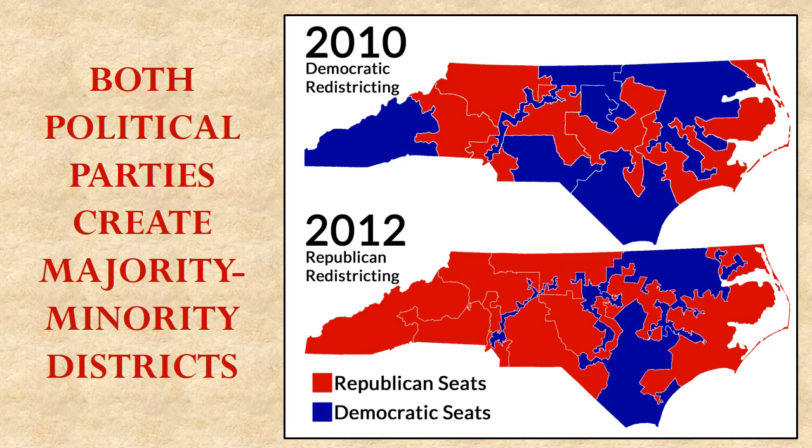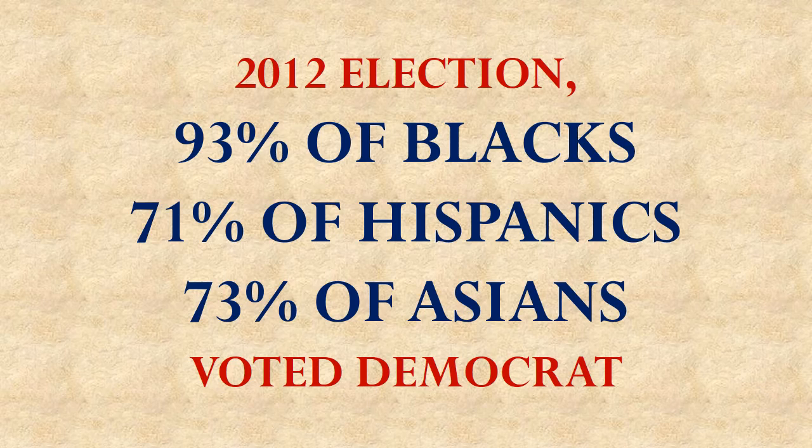The thing to notice here is that both political parties had hands in drawing this district. Prior to 2010, it was drawn by Democrats. After 2010, it was drawn by Republicans, but they both kept it intact. Now, why would that be, that both political parties would want to engage in this kind of benign racial gerrymandering? Well, the answer is seen in the voting that members of minority groups predominantly do.